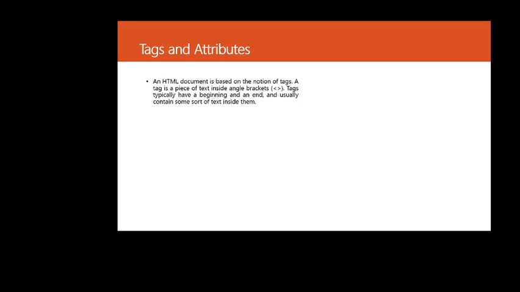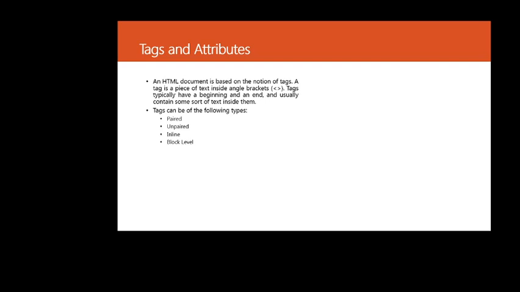And this piece of tag is pre-processed, meaning we need not compile the content, we need not interpret the content. They are only rendered, and they are only parsed with the help of the web browser. So your web browser already knows the meaning of a tag, and once it finds an HTML document, it automatically works according to the tags available. And tags typically have a beginning and an end, and they usually contain some sort of text inside them.